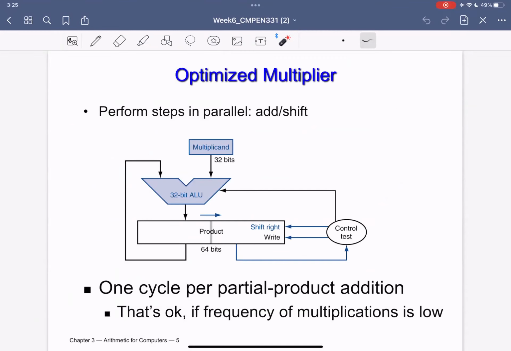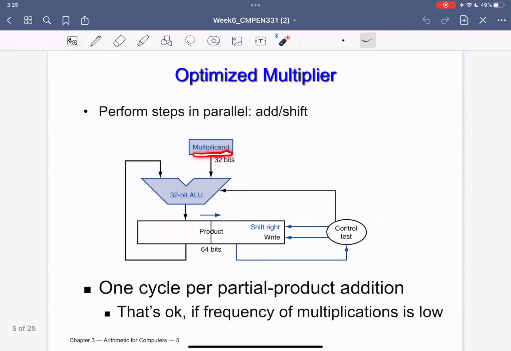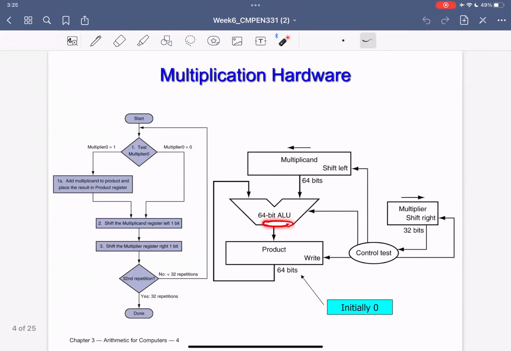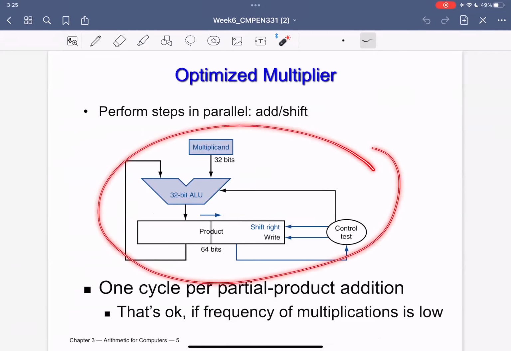Also, in terms of hardware, this is one of the options, but there is another way to do that with an optimized multiplier. Instead of having this as 64 bits and having a separate multiplier register, they have this as 32 bits and they don't have the multiplier register by itself. The multiplier would be written here, and instead of a 64-bit ALU, I will have a 32-bit ALU. So this will do exactly the same things.